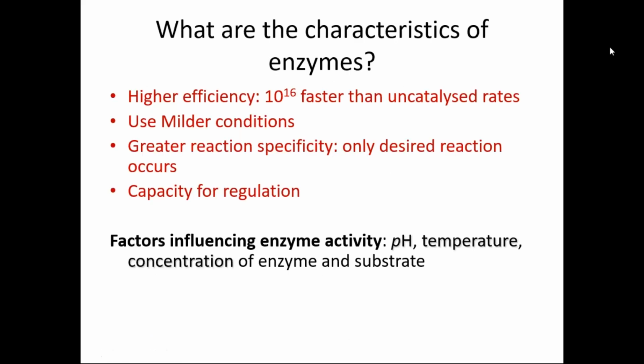So, what are the characteristics of enzymes? They catalyze a reaction, and the reaction rate goes several million times faster, 10 to the power of 16 times faster than an uncatalyzed reaction. The second advantage is they can be used in mild conditions. So these can be used at low pH, at low temperature. They have a reaction specificity so that only the desired product is produced. And the enzymes in the human body can be regulated.